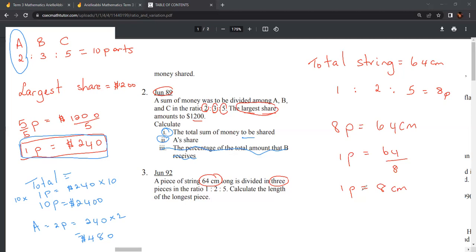Now, what did they ask us to find? They said to calculate the length of the longest piece. The longest piece was 5 parts. So 5 parts is equal to 8 centimeters multiplied by 5, because remember, 1 part is 8. So 5 parts, which will be the longest, right? So the longest piece will be 8 times 5, which will be 40 centimeters.